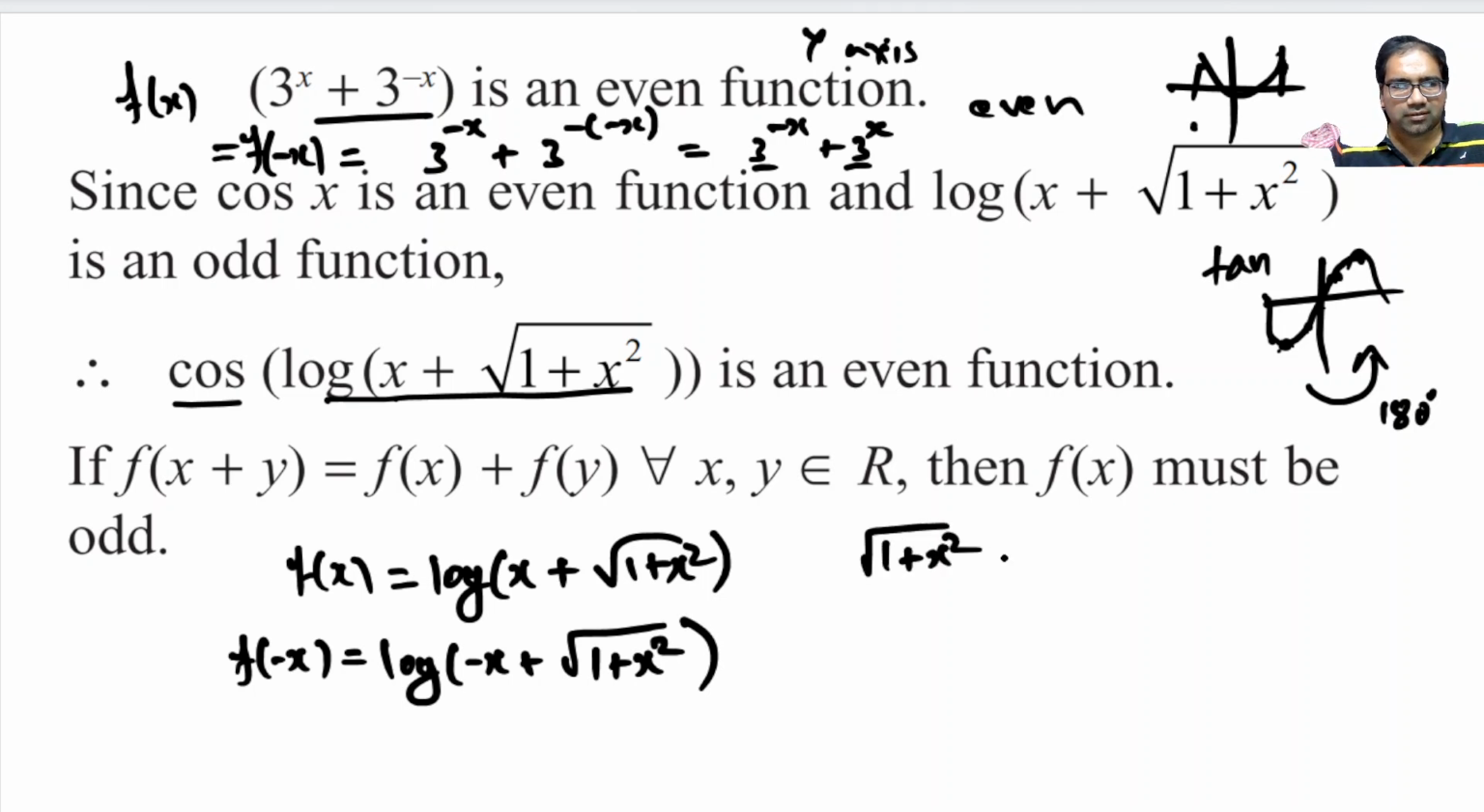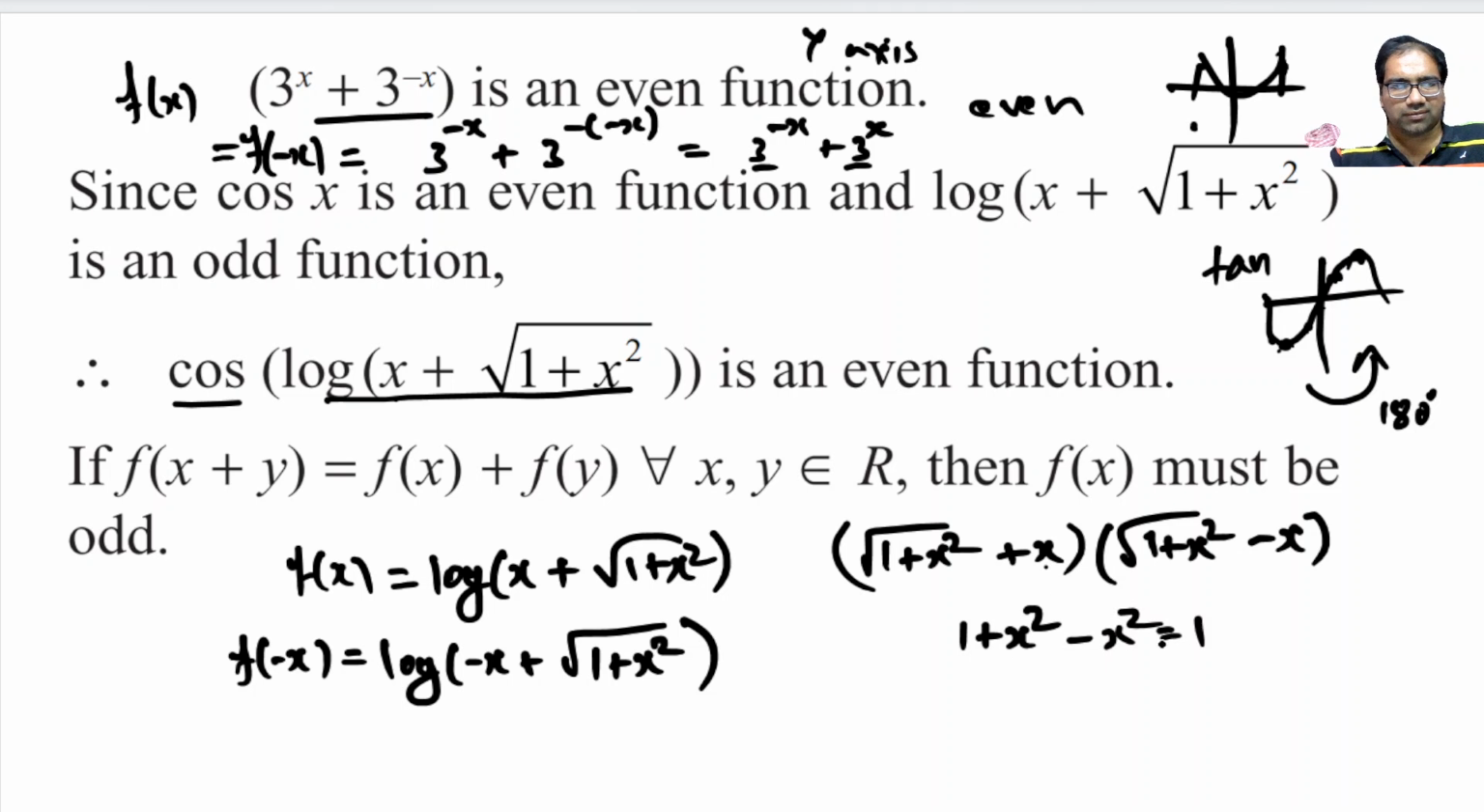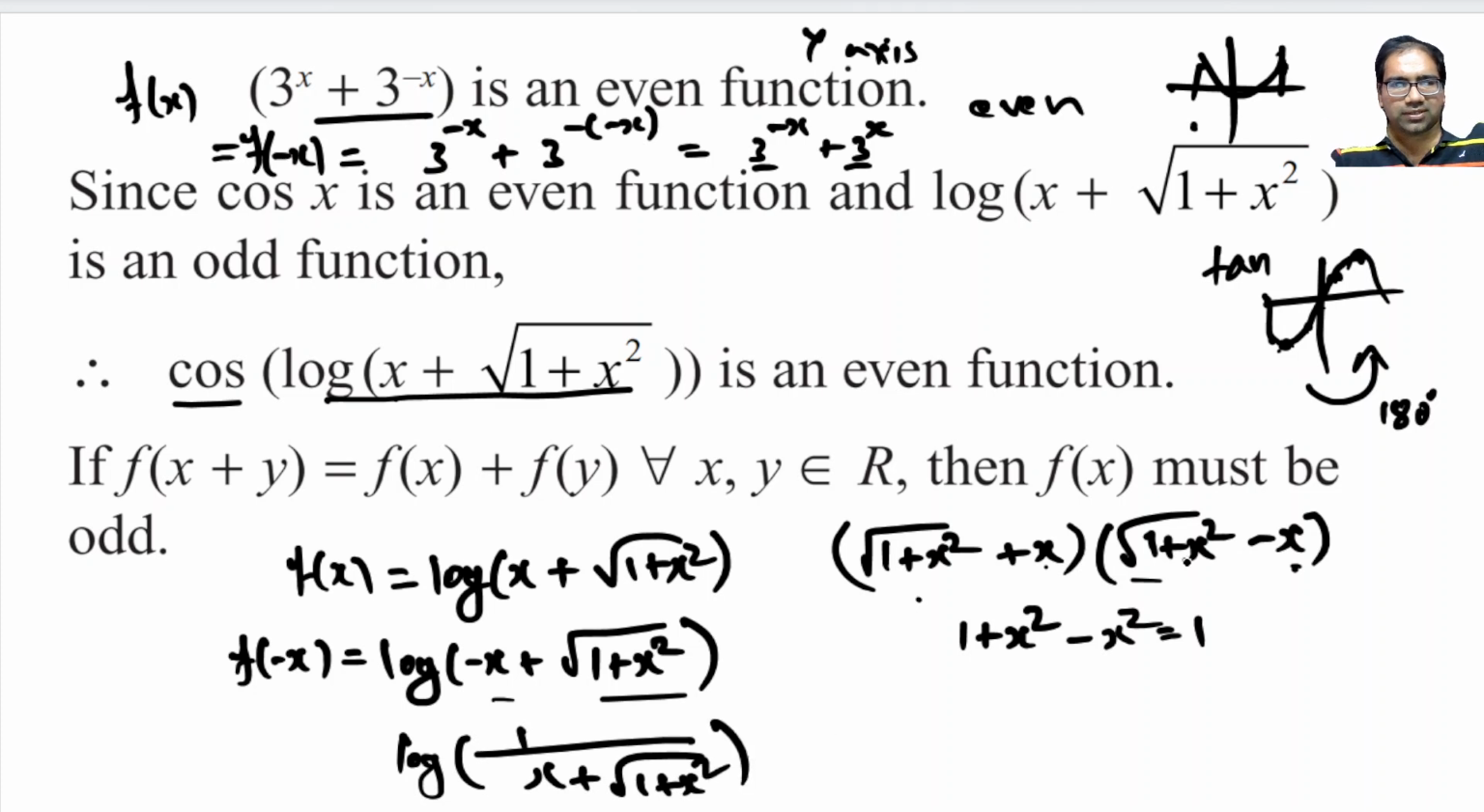Now let us notice this thing. Under root 1 plus x square plus x, into under root 1 plus x square minus x. This is in the form of a plus b and a minus b. The product is a square minus b square. That is the square of root of 1 plus x square, which will become 1 plus x square, minus x into x, which is x square. This is equal to 1. What does that mean? Under root 1 plus x square minus x is equal to 1 by x plus under root 1 plus x square. See, the product of this and this is equal to 1.